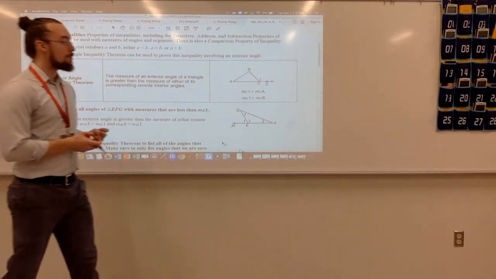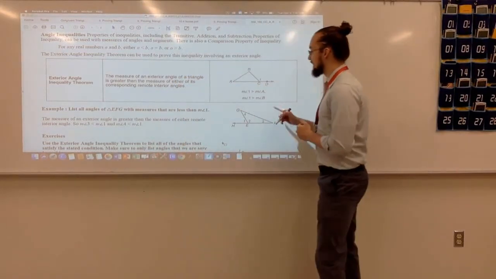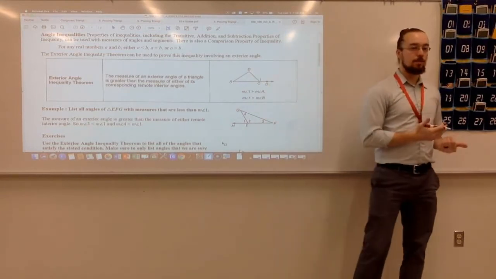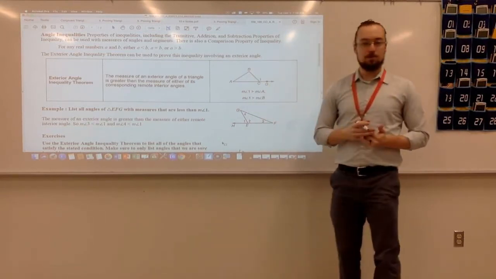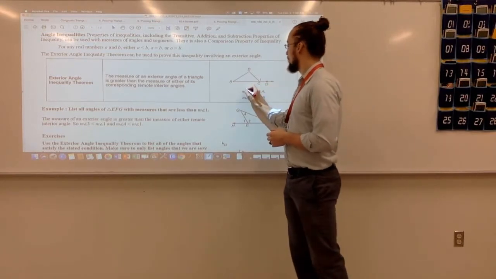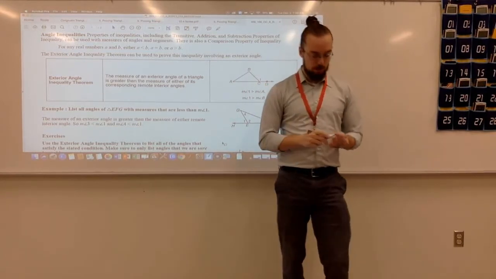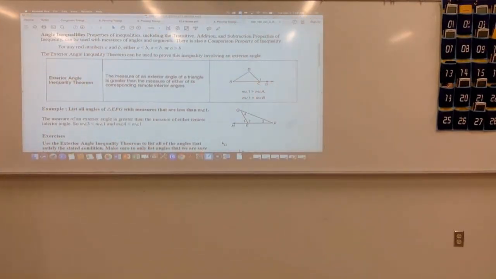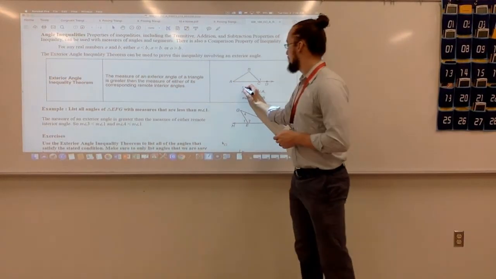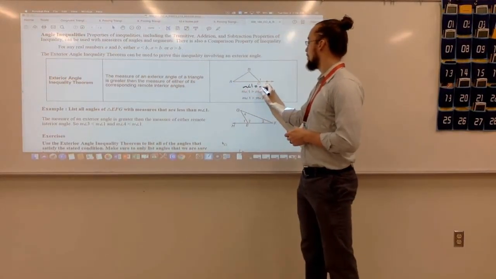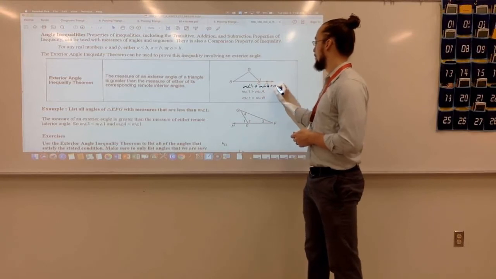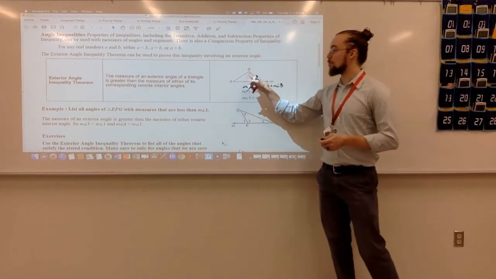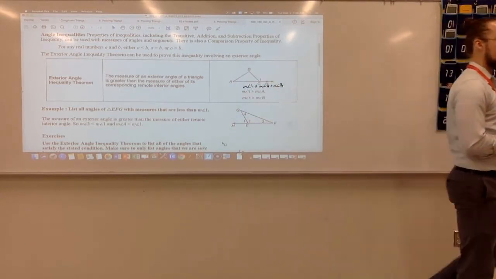So if you remember, before we talked about the idea that an exterior angle is equal to the sum of the non-adjacent interior angles. Before we said here that the measure of angle 1 would be equal to the measure of angle A plus the measure of angle B in this situation. The exterior angle is equal to the sum of the two non-adjacent interior angles.